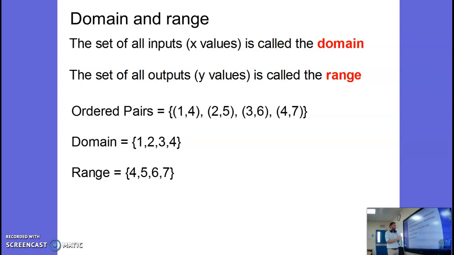Let's look at some ordered pairs here. So if we have some coordinates, (1, 4), (2, 5), (3, 6), (4, 7), the domain of those are the x values, the inputs. And the range of those are the y values, the outputs. Okay? Domain and range. Pretty straightforward. Just remember which one's which.